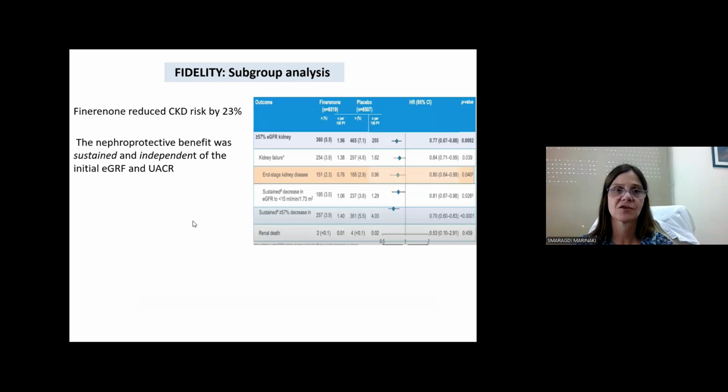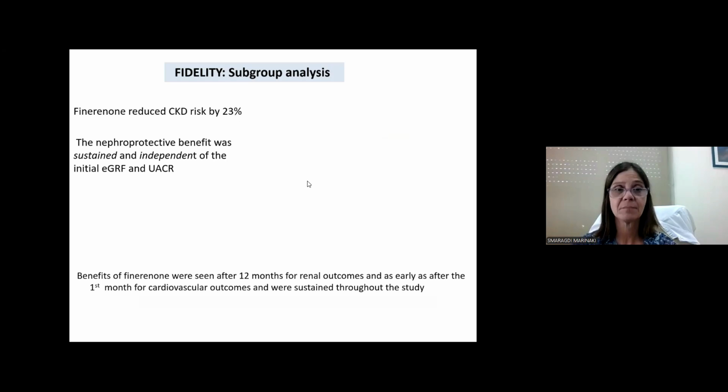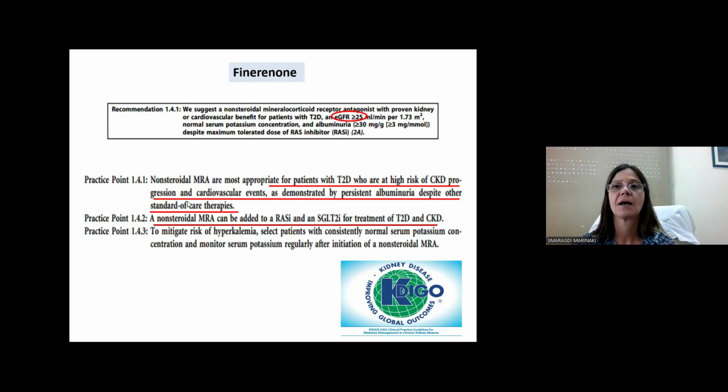It reduced the cardiovascular risk by 23%. The nephroprotective effect was sustained and independent, as we can see here, of the initial eGFR and UACR. And the benefits were seen after 12 months for renal outcomes, but as early as after 1 month for cardiovascular outcomes. And they were sustained throughout the study. So it is now in the recommendations, the European Society of Cardiology recommendations. You see a broad range of GFR and UACR, and also in the KDIGO guidelines in patients with diabetic nephropathy and the eGFR higher than 25 mL per minute.